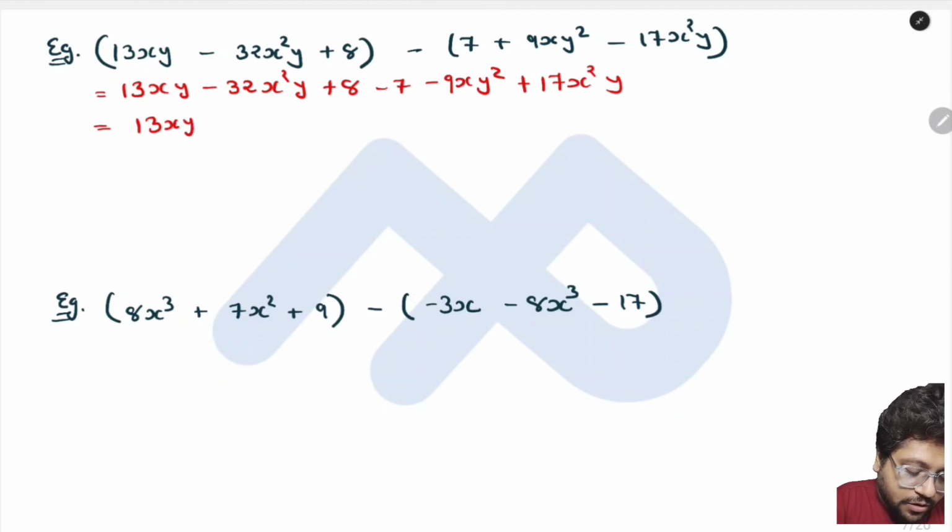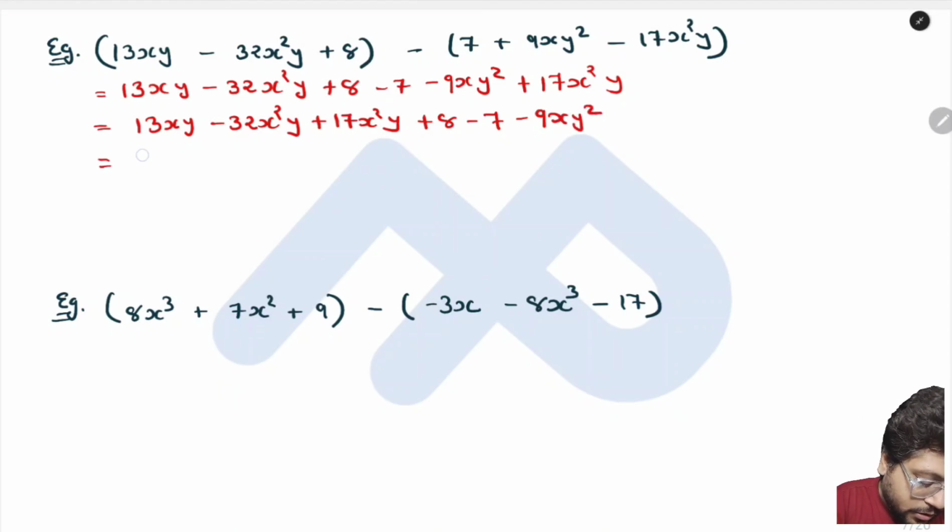This minus 32x square y and 17x square y, they are like terms, so let's bring them together. Minus 32x square y plus 17x square y. And this 8 and minus 7, they are also like terms, let's bring them together. They are already together, by the way. And minus 9xy square, it doesn't have any partner, it will remain as it is. So 13xy as it is, minus 32x square y plus 17x square y. Minus 32 plus 17, that is minus 14x square y. Then 8 minus 7 is 1, and minus 9xy square as it is.